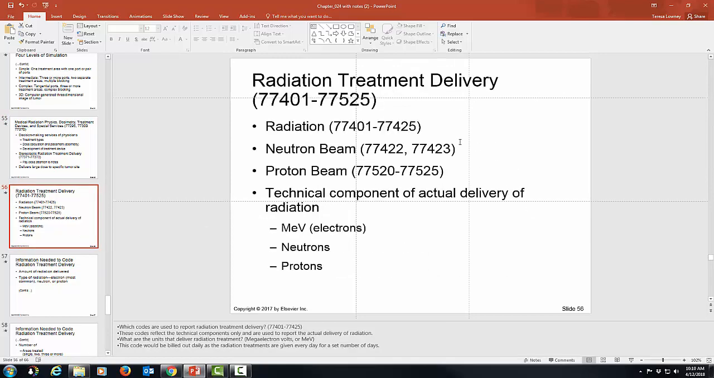Radiation treatment delivery. Here we have radiation, neutron, proton beams, technical components, MEV, electrons, neutrons, and protons. The units to deliver the radiation treatment are the MEVs. That's going to be a question. I'm sure it's on your test if it isn't in your homework. And this code would only be billed out if the radiation treatments were given every day for a set number of days.